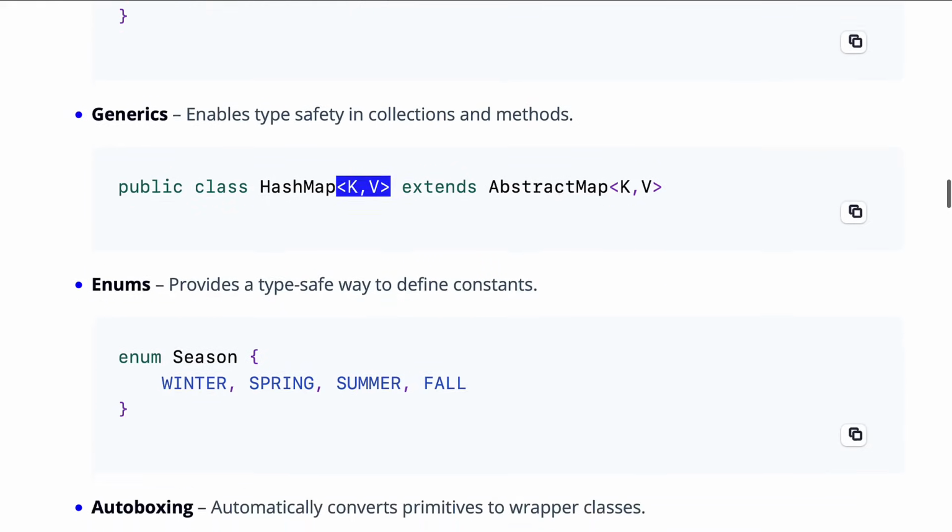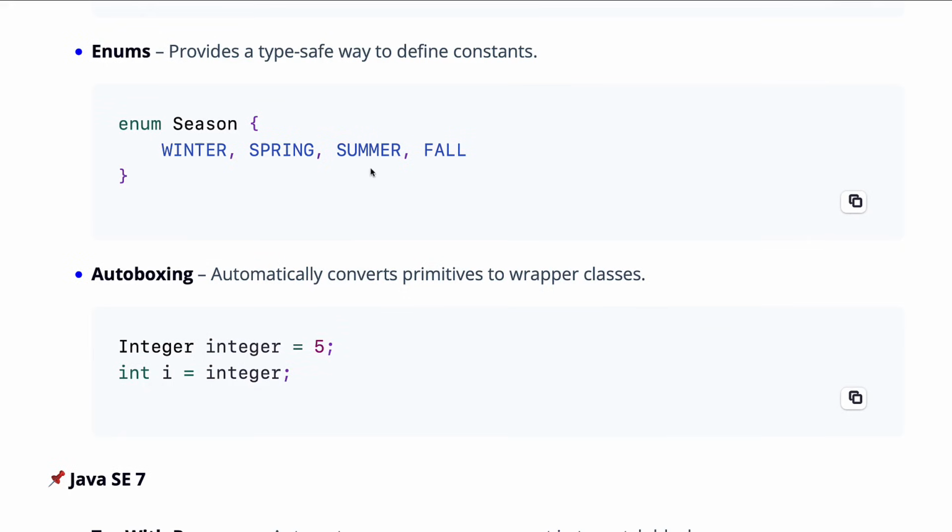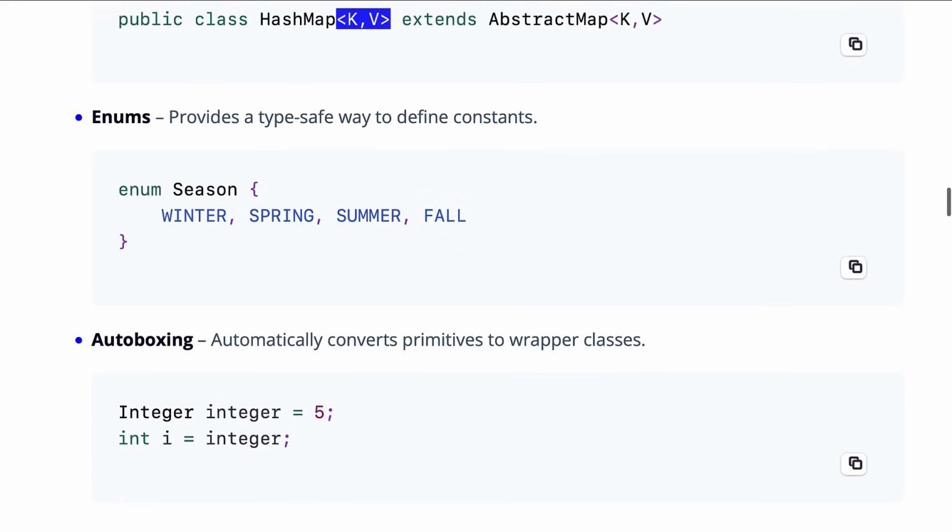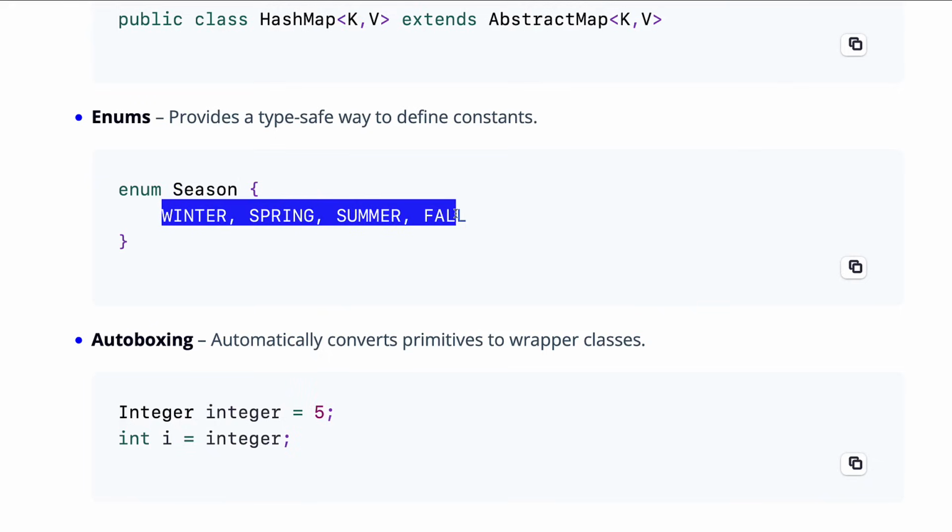Next, enums. Enums provides a type-safe way to define constants in Java. Let's say you want to create something which only can have a specific set of values. That's where you can create an enum. Over here, we are saying enum Season can have these values. This would avoid the need to have hard-coded strings or hard-coded values. It provides a type-safe way to define constants.